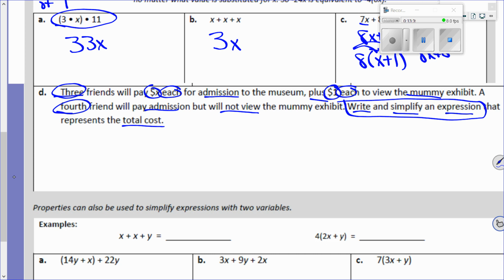So what is the first part of our expression? Uh, 3x plus 3, wouldn't it be? Well, that's one way to look at it. I could say 3 friends are doing what? Paying admission, which is x, and what? Plus 3, or plus $1 each to pay the mummy exhibit. Okay? And what's the other friend doing? He's paying the admission, but not for the mummy. So how do I represent that? X. Is everybody okay with this?